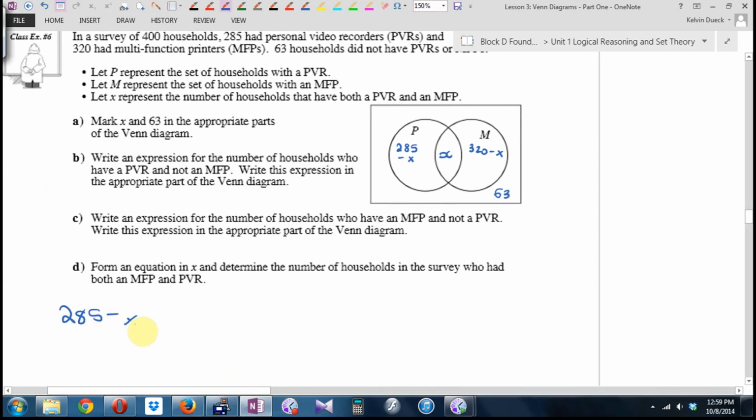285 take away X plus 320 take away X plus 63. What does every single region have to add to? We can get an equation. See it? This is being clever.